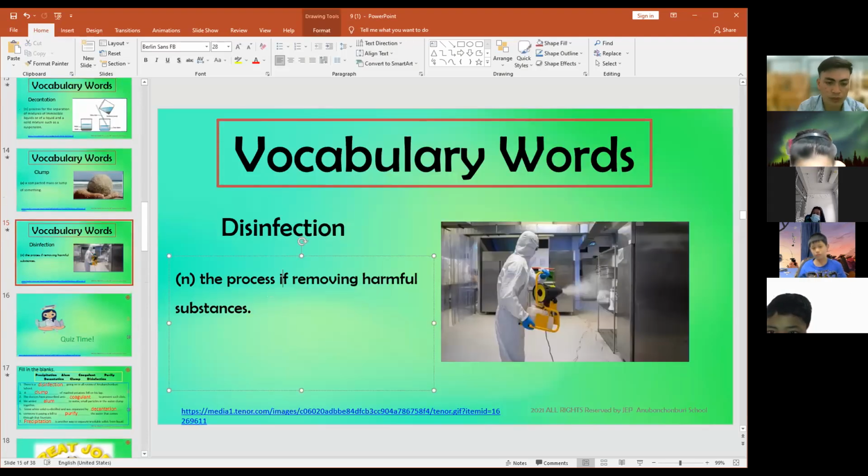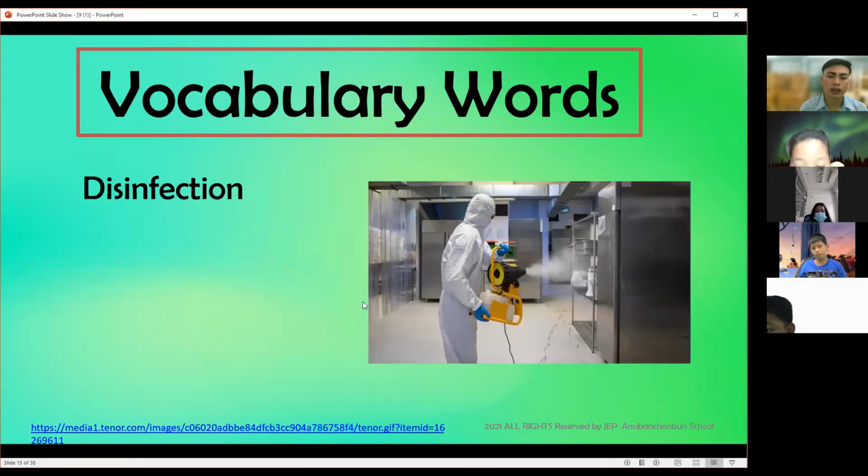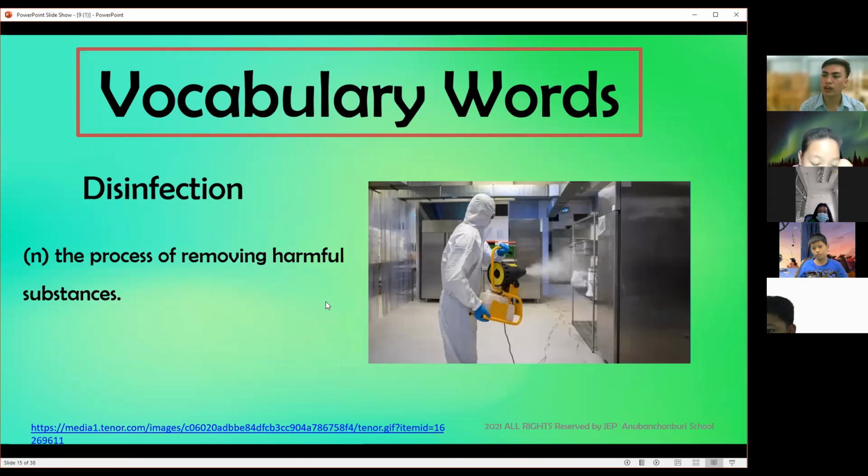It should be off. The process of removing harmful substances, like for example, the house of Nataya will have a disinfection because there is COVID-19 there. So you are going to disinfect. For example, there are a lot of mosquitoes in our classroom, so we are going to disinfect the entire classroom so that the eggs and all the mosquitoes will be dead.